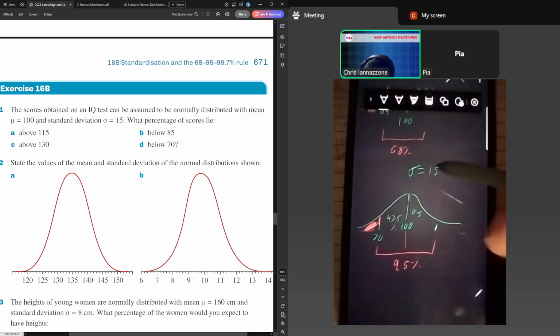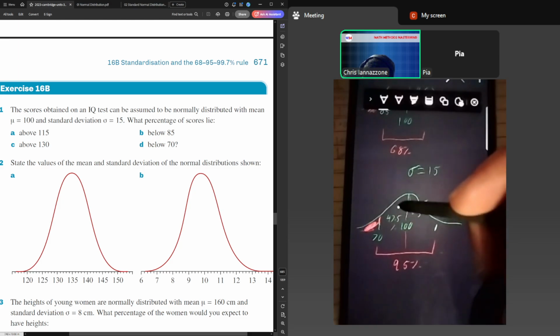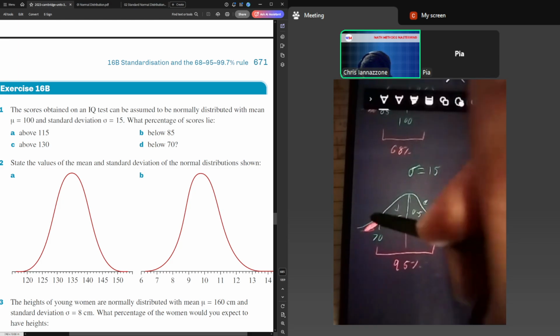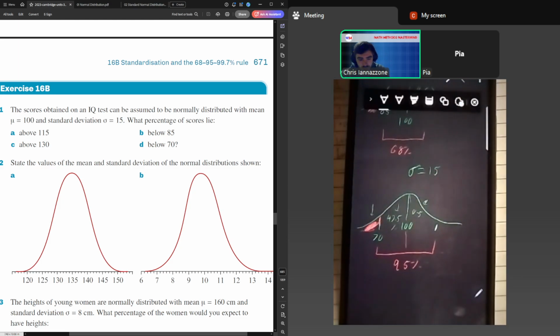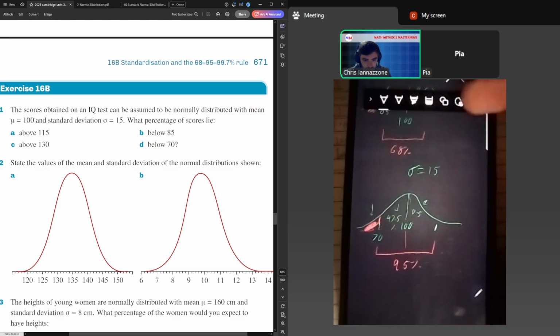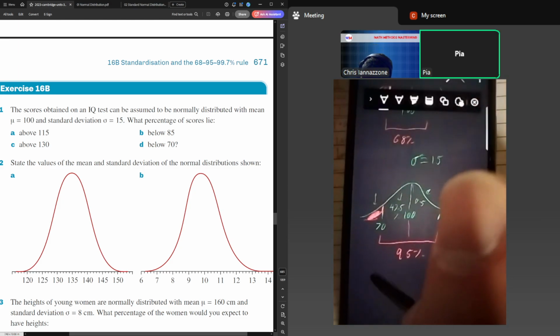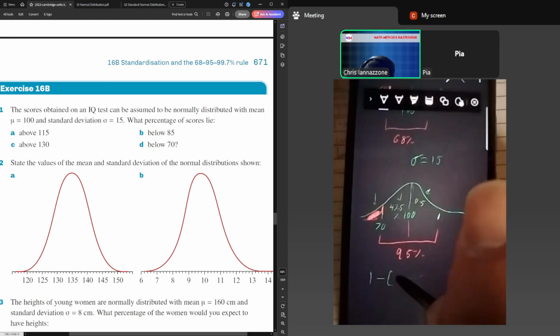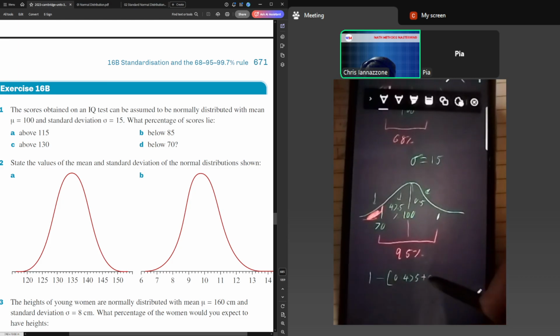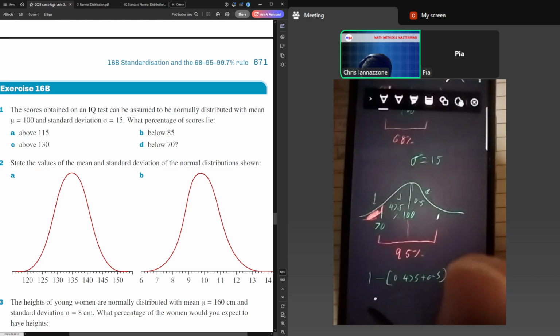So this section here is 50%. This section here is 47.5%. This section here is the thing that we want. Any thoughts on how we could get that from here? Could we add them and do a minus 1? That's it, yeah. 1 minus the addition of 0.475 and 0.5, which just turns out to be 2.5%.